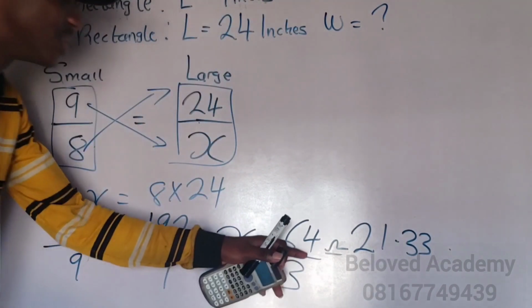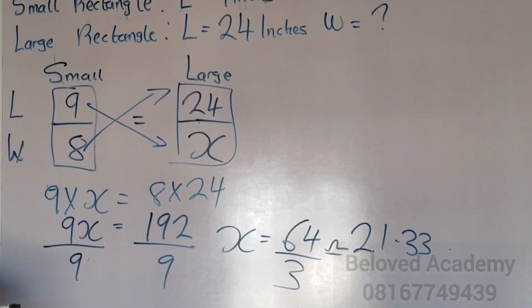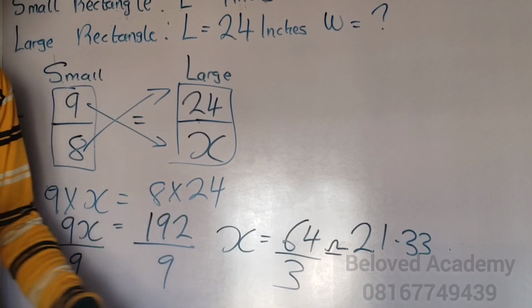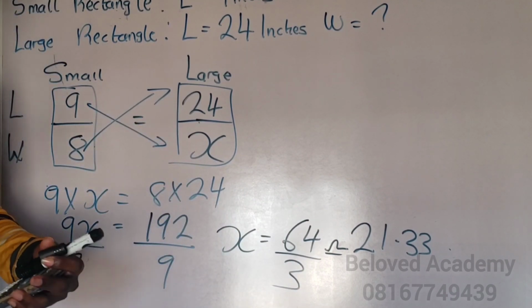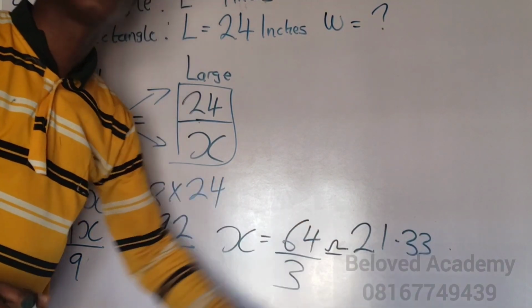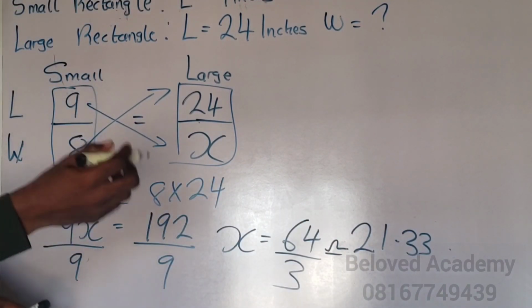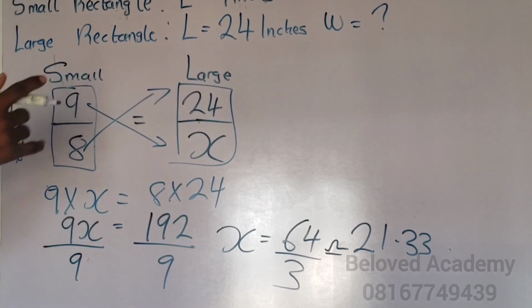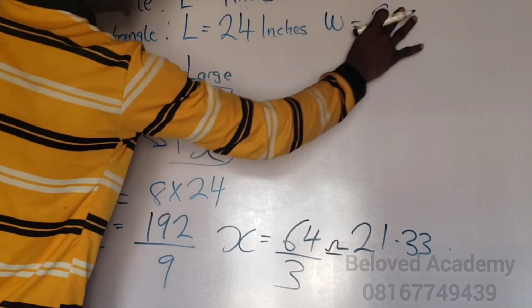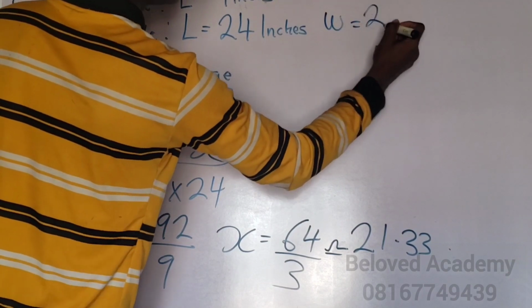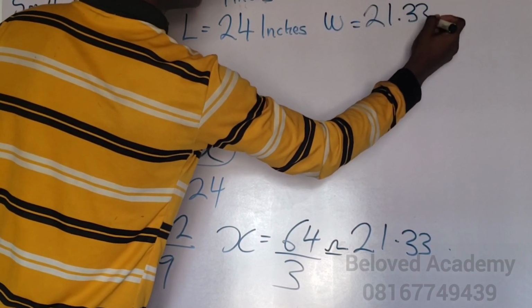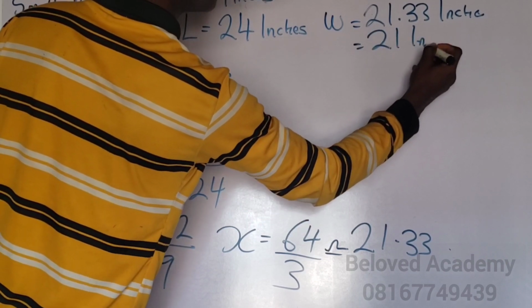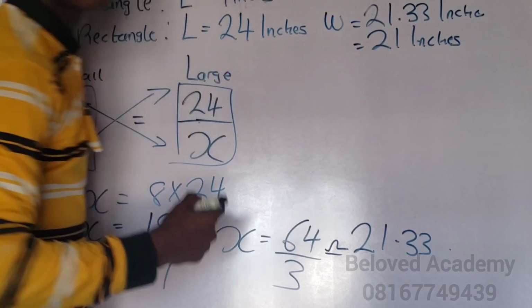You know, 64 over 3 is a recurring fraction. So if you see your calculator, by the time you divide 64 by 3, that is 21.33333. You understand? So I just approximate. I leave it at 2 decimal places. Do you understand? So that is the length of the large rectangle. The width of the large rectangle is 21.33 inch. Okay, or 21 inch. To whole numbers, you can leave it in whole number, 21 inch.